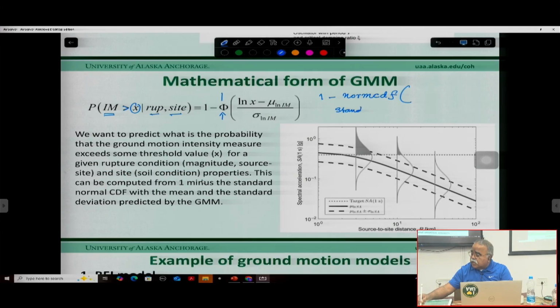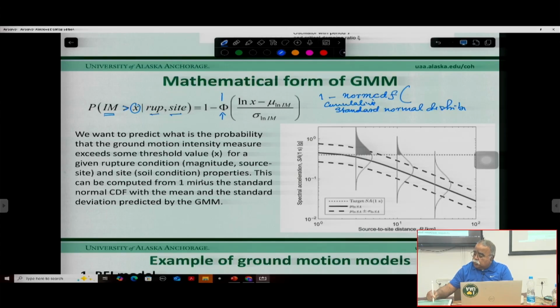This is called standard normal distribution, or the cumulative values of standard normal distributions. So it's a cumulative values of the standard normal distribution. Okay, so this will be equal to phi.